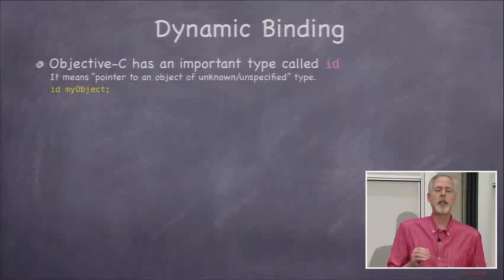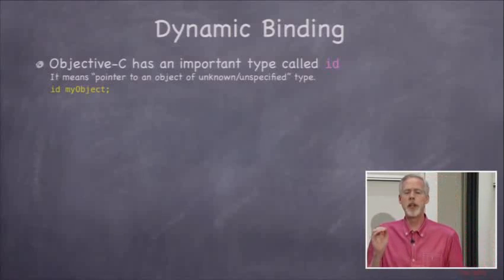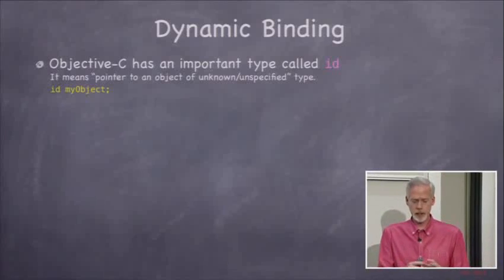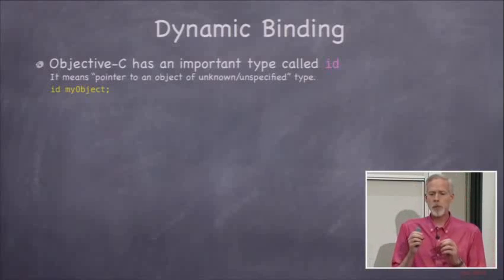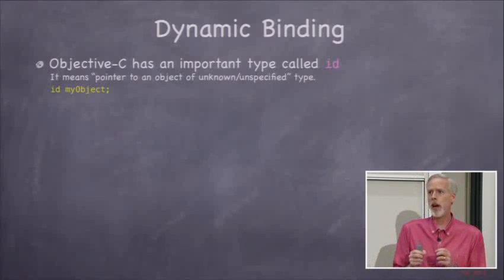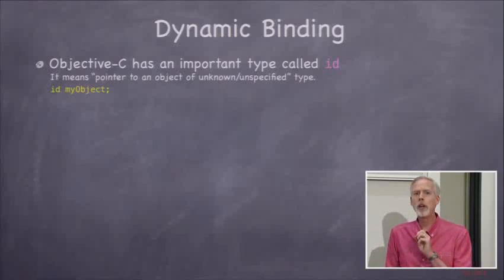All right, dynamic binding. Objective-C handles the dispatching and calling of methods differently than languages that most of you are used to. It does what's called dynamic binding. And you'll see what dynamic binding is as we go through this slide. But the important thing to understand about dynamic binding and about Objective-C is that there's a really, really important type in Objective-C called id. We call it id. So here, that line of code, I would say that's id, myObject. I'm declaring a pointer, myObject, which is of type id.